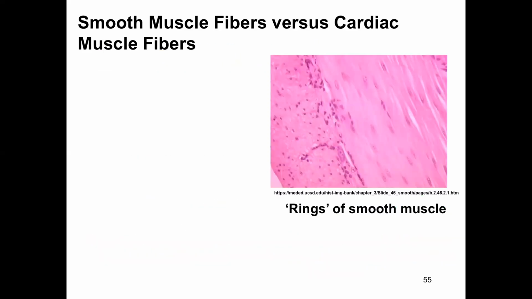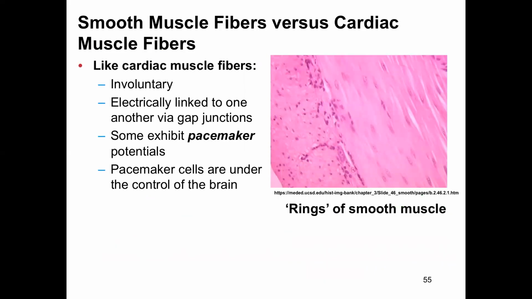Now, smooth muscle fibers versus cardiac muscle fibers, all right? So like cardiac muscle fibers, smooth muscle fibers are involuntary. Some of them can be electrically linked to each other using gap junctions, and some will have pacemaker potentials. Now, this is going to be dependent on where they're at, okay? Here, the pacemakers are under control of the brain.